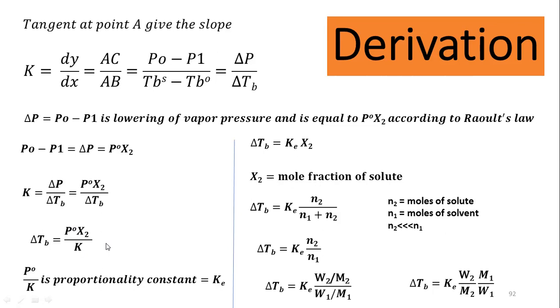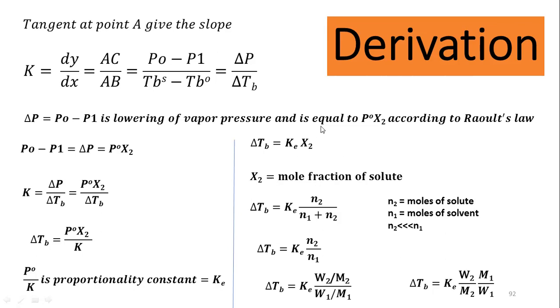Now I want to further simplify this equation. P naught over K, both are constants. This is the vapor pressure of the pure solvent, and this is a slope. This will remain constant for a particular solvent. So let's say this is the proportionality constant, and I'm just labeling it. Let's suppose this is the Ke. So replacing P naught divided by K with the Ke, this equation will become this equation.